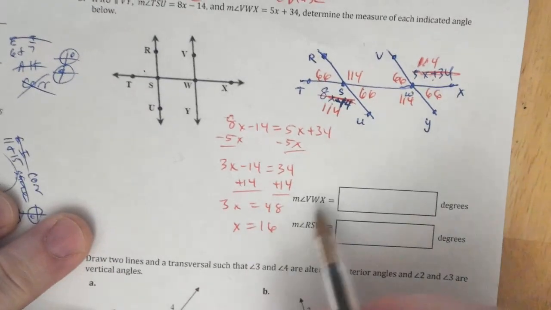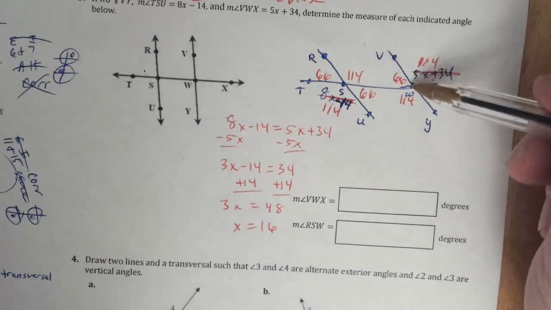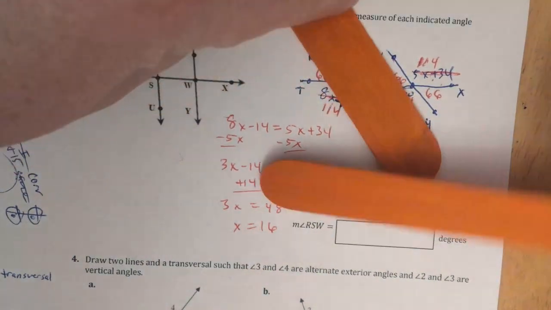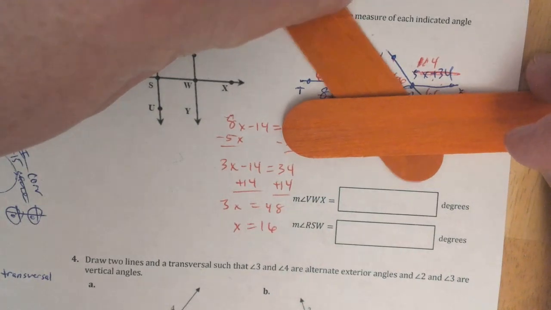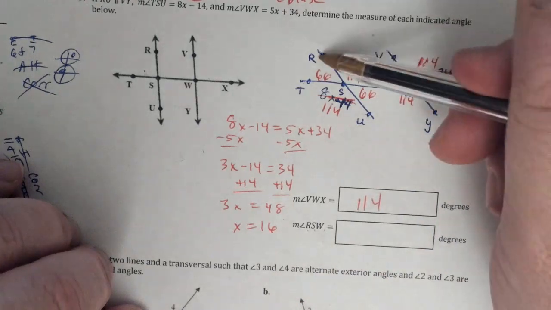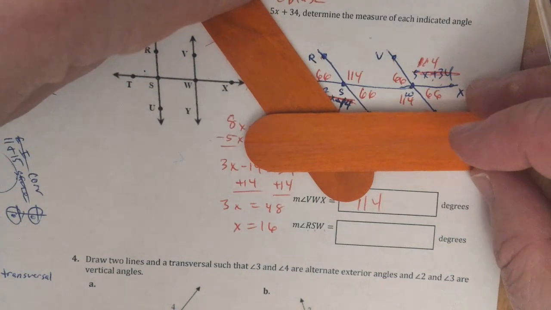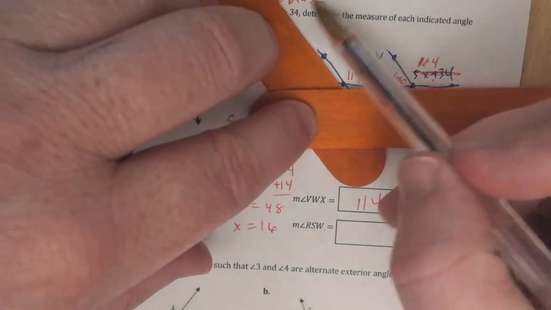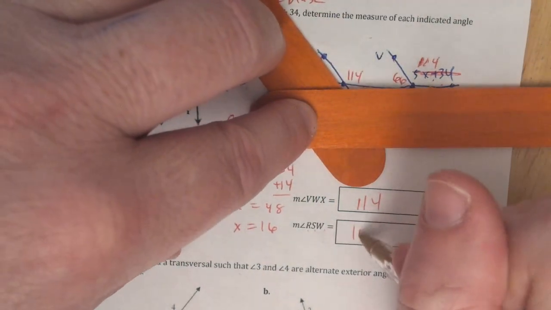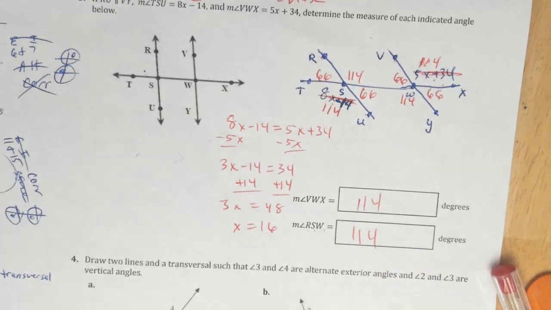They wanted VWX. Here's VWX. So VWX, that would be 114. They want RSW. Here is RSW. So RSW is this thing. Oh, look at that. They wanted 114 again. That's awesome. Okay, and those were the answers for that one. All right, sweet. All right, let's keep going.